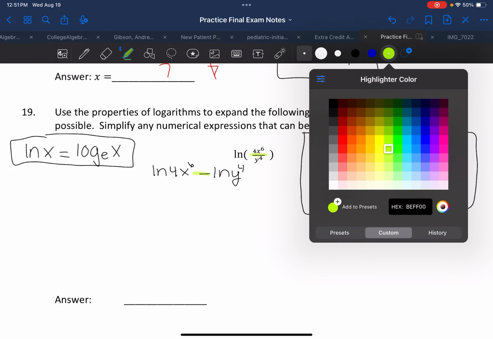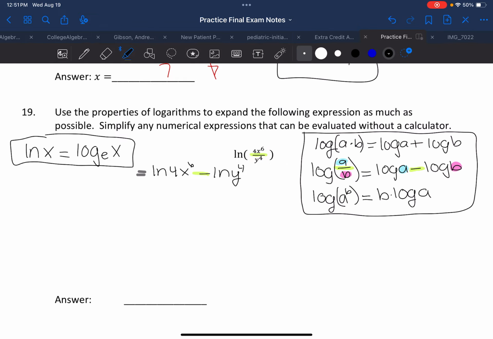The next property we want to use is the product rule. So if you have anything being multiplied inside of these ln's, and all of this is contained inside the ln, by the way. So in the first one, I have 4 times x to the 6th. So that is a product. So I can separate this first expression using the first rule I wrote over here into a summation. So I take the ln of the first factor, which is 4, and I add it to the ln of the second factor, which is x to the 6th.